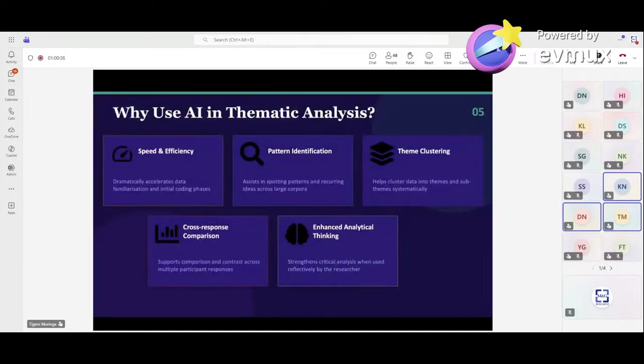So why then should we use AI in thematic analysis? That's what I was trying to explain in the previous slide. I had to say, these are the best go-to platforms when we want to do a thematic analysis approach, regardless of their shortfalls, their limitations, that we'll talk about. But in terms of efficiency and speed, they dramatically accelerate data familiarization and initial coding phases. You can run thousands and thousands of data sets on these platforms.